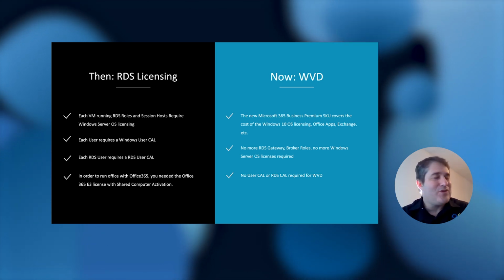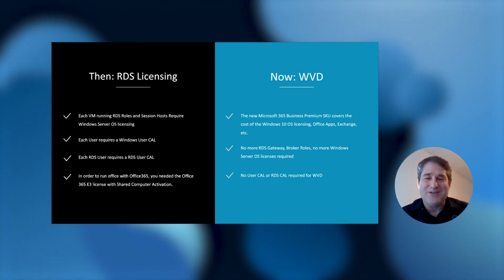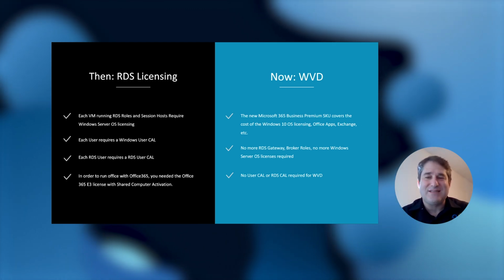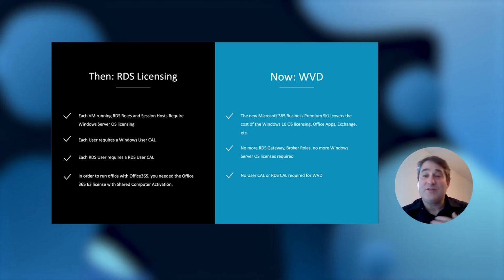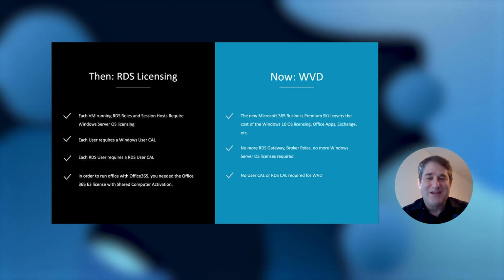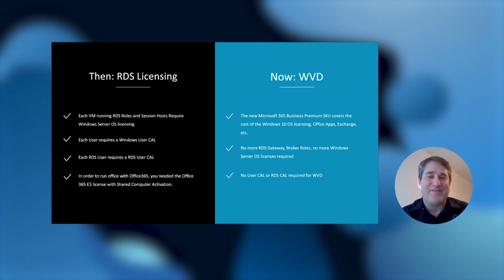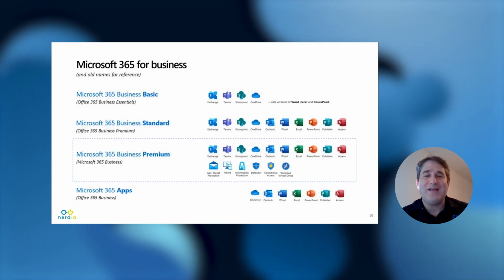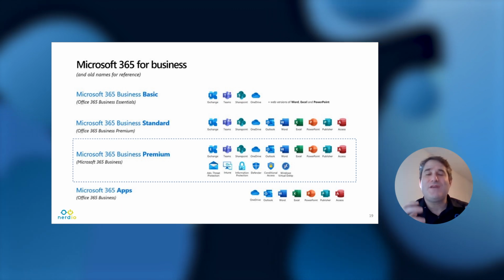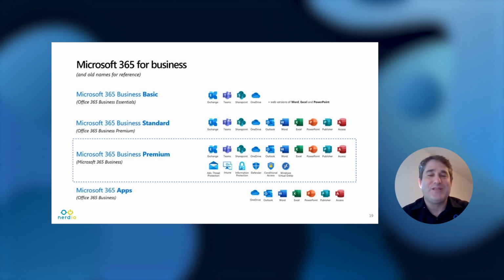With Windows Virtual Desktop, you don't need any RDS or user CALs. You don't need any RDS gateway or broker roles or Windows Server OS licenses. You need one thing that certainly we at Nerdio recommend, and I know our close partners at Microsoft recommend. You need Microsoft 365 Business Premium. Every MSP is licensing Microsoft 365. As I talked about before, more than 85% of MSPs are either providing Microsoft 365 or well down the path to do that. The specific SKU that you want, the hero SKU, is Microsoft 365 Business Premium. Why? Because it gives you the entitlement to run Windows Virtual Desktop.